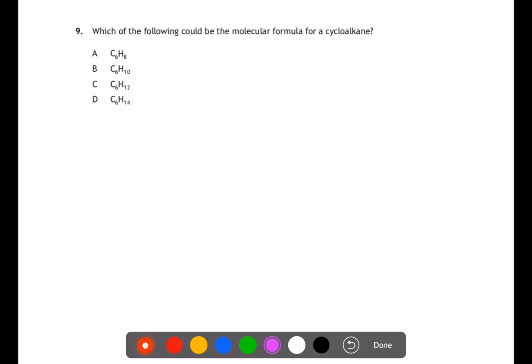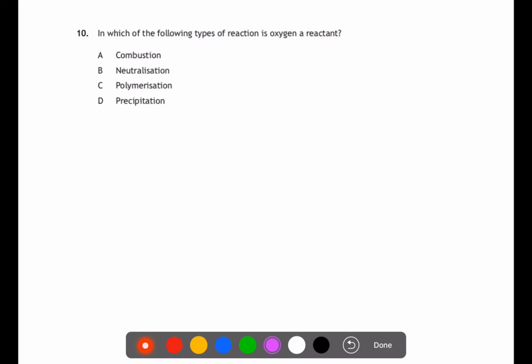Question 9. Which of the following could be a molecular formula for a cycloalkane? Cycloalkanes have the general formula CnH2n. So we need to find something which fits this, which will be C6H12. In which of the following types of reaction is oxygen a reactant? In combustion, you take a fuel and you burn it in oxygen.